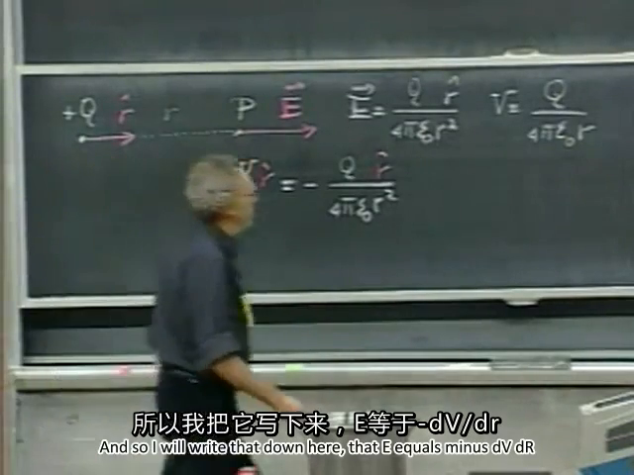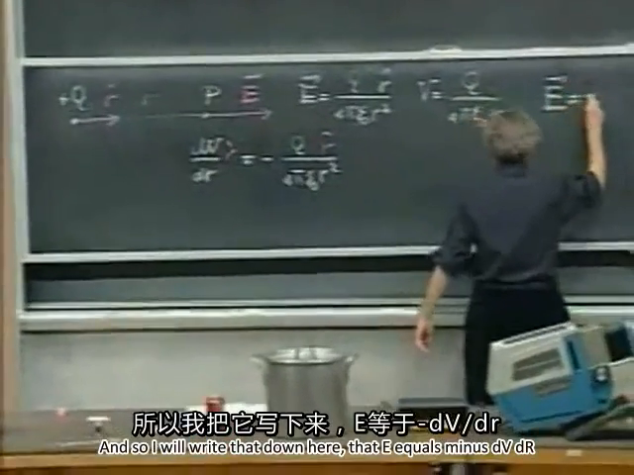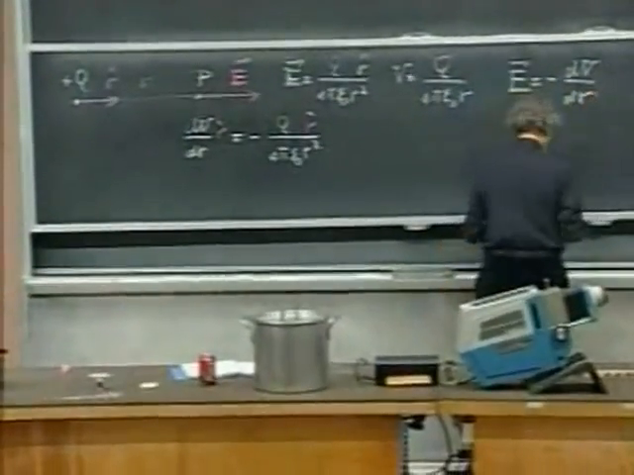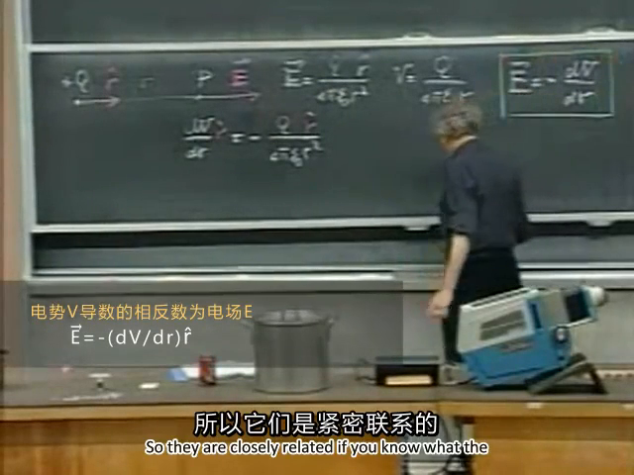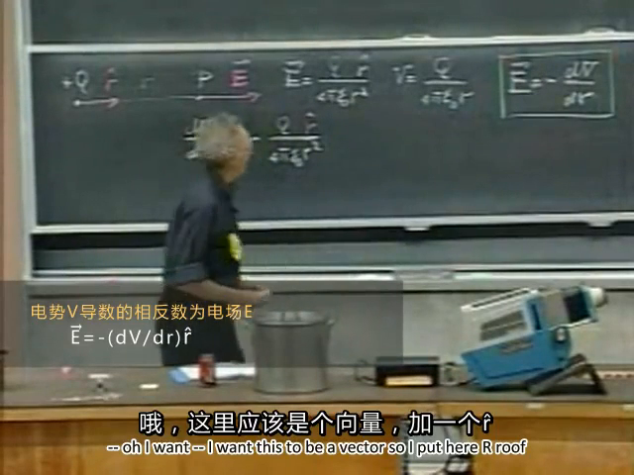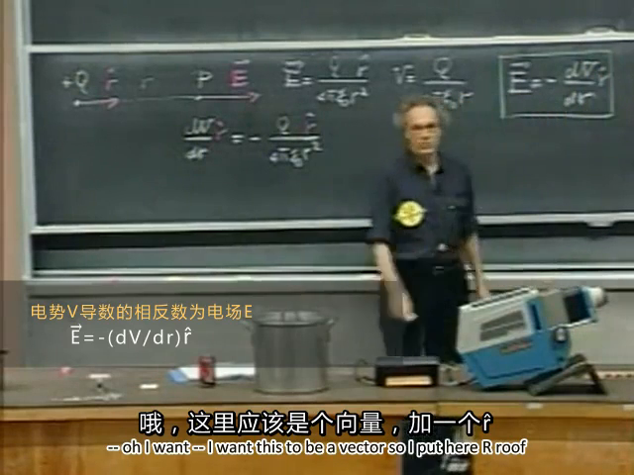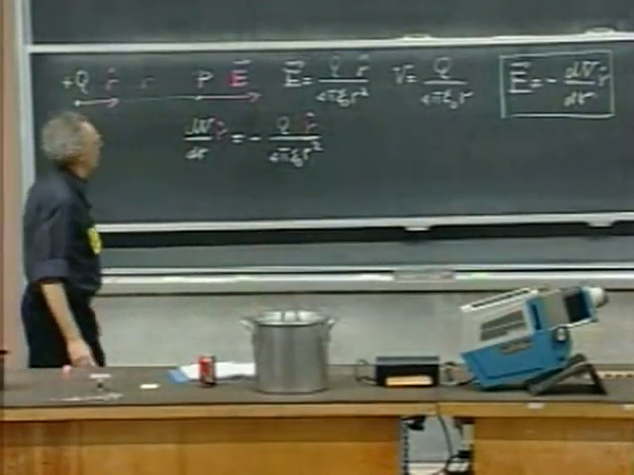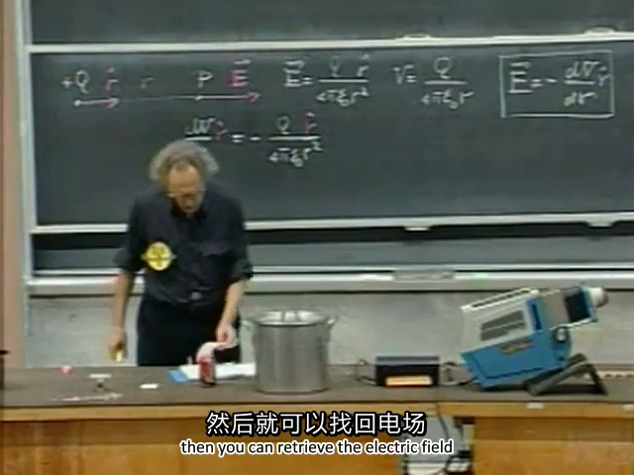And so I will write that down here, that E equals minus dV/dr. So they are closely related if you know what the, oh, and I want this to be a vector. So I put here r roof. Vector on the left side, you must have a vector on the right side. And so if you know the potential everywhere in space, then you can retrieve the electric field.